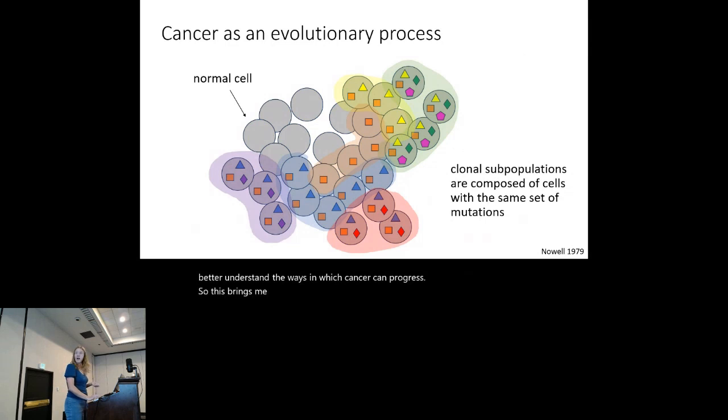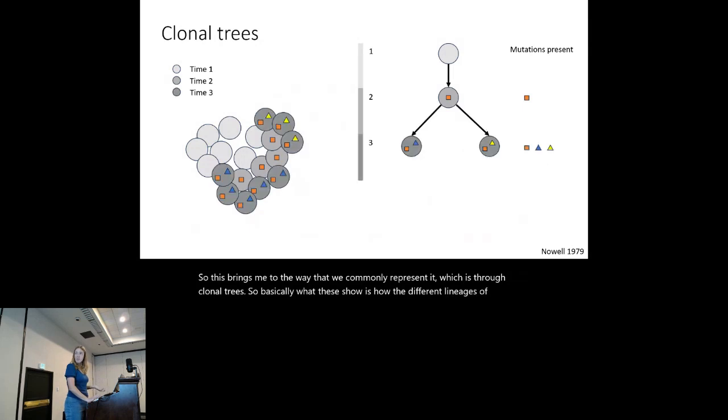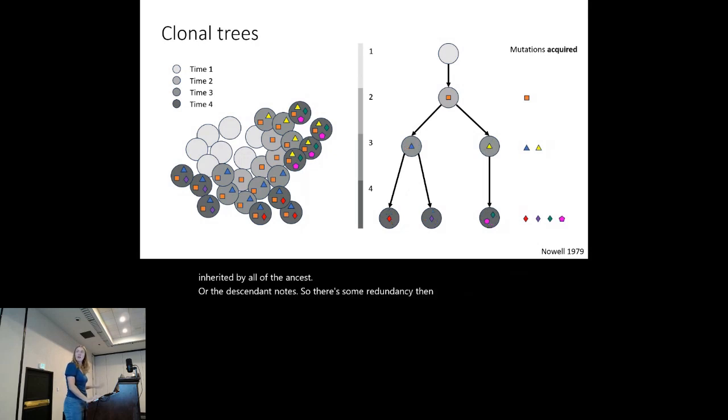So this brings me to the way that we commonly represent it, which is through clonal trees. Basically what these show is how the different lineages of clones have evolved over time. Here each node is a clone, and you can see that that is the same evolutionary history represented. However, you will note that since that orange square mutation was the initial mutation to occur, it is then inherited by all of the descendant nodes. So there's some redundancy encoded. So we typically instead represent just with each label being the new mutation that has been acquired.